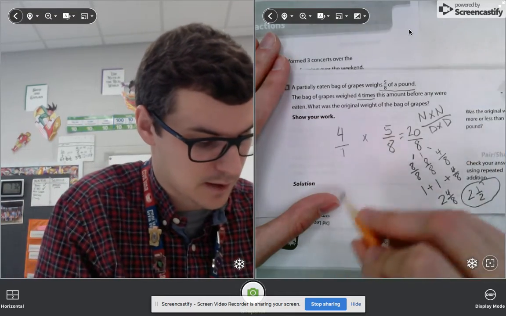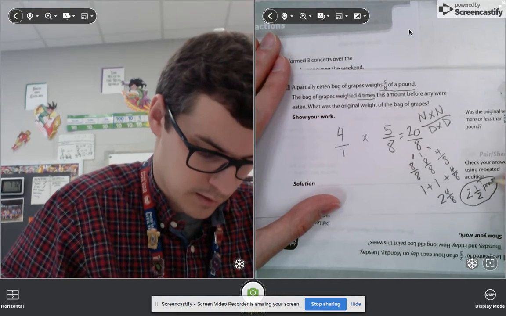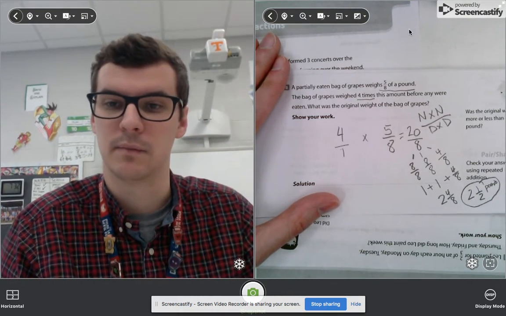But I have to go back to the problem and think, okay, of a pound, so this is going to be pounds. So I can write pounds or LBS for pounds as well.